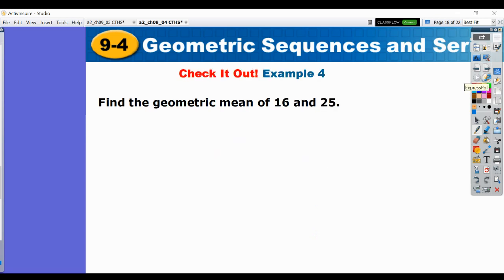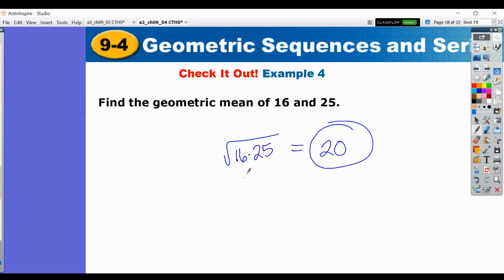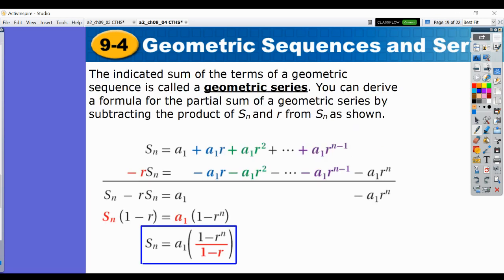Just in case you want, there's one more here. This one's even whole numbers. So multiply 16 and 25 and take the square root of that. What is the square root of 16? And what is the square root of 25? And what do you get when you multiply them? You get 20. So that's 4 times 5, which is 20. It's kind of like averaging. Anyway, that was our little side note about geometric mean.